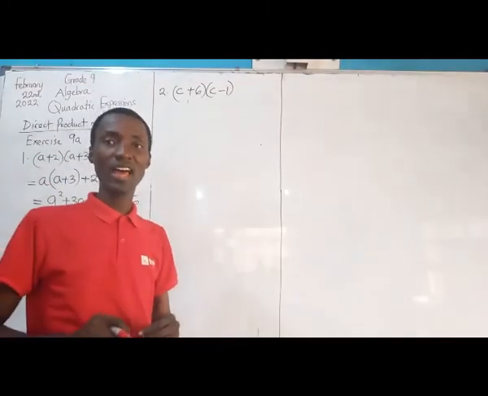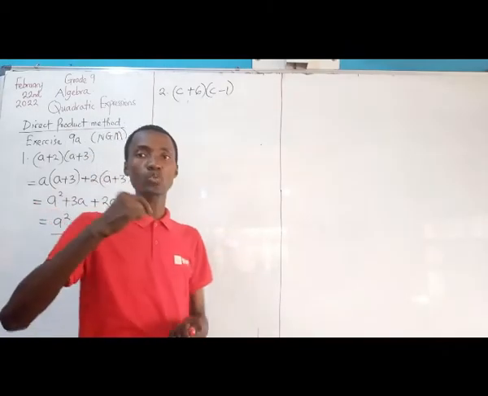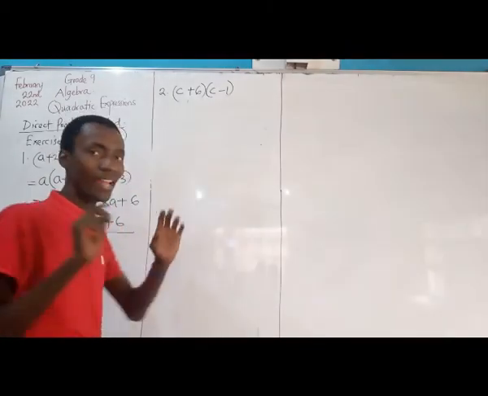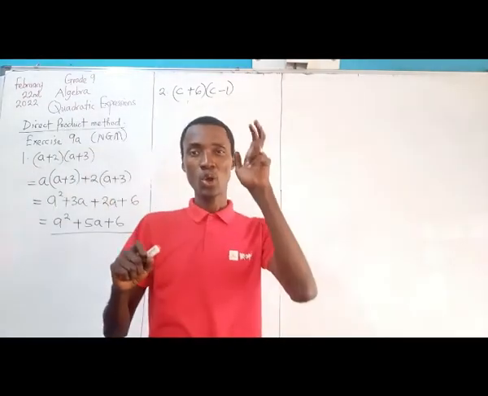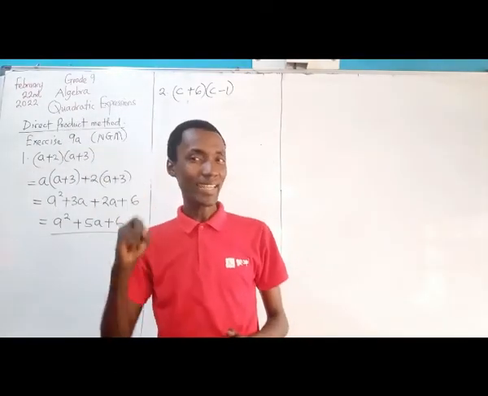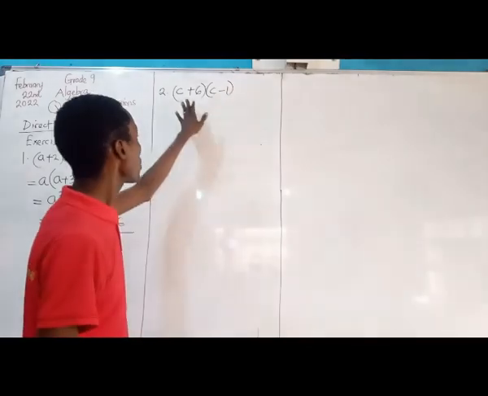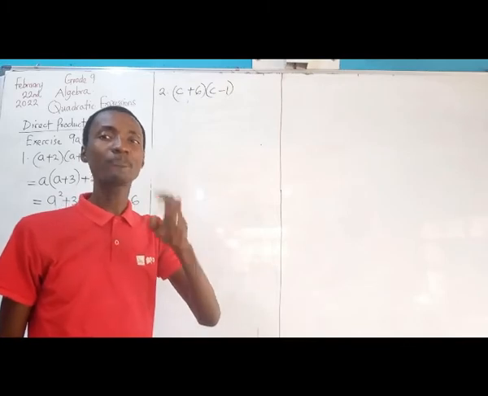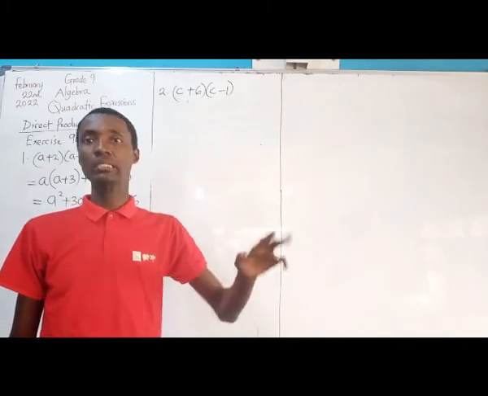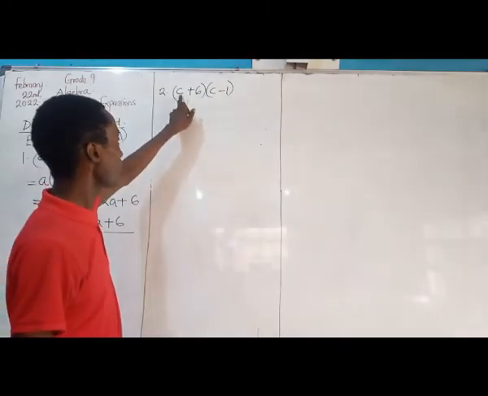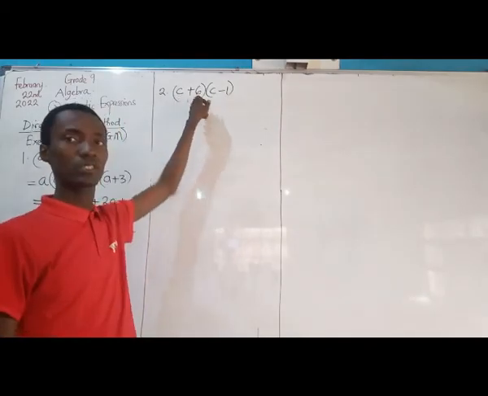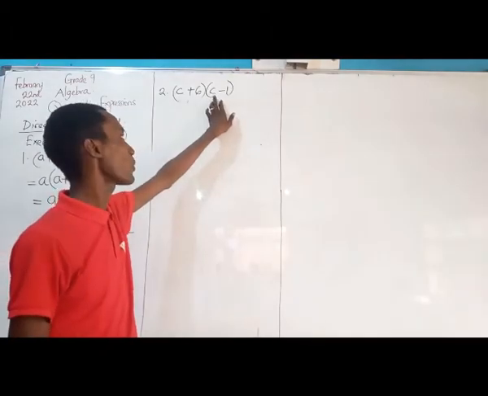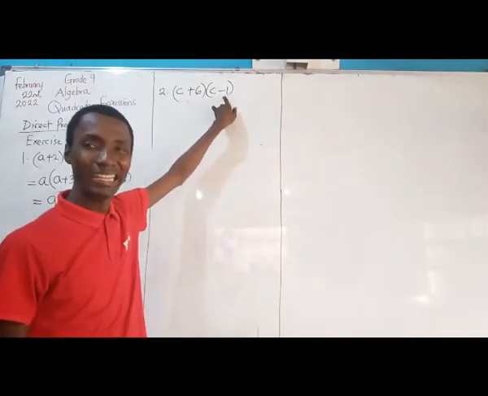Okay, still on that same exercise, because we are trying to ensure that what we have learned has stuck. Remember, there are two words we're using: contents and container. I have two containers here, and in each of the containers I have two contents. In this I have content C and plus 6. You must pay attention to the sign. And in this container I have content C and negative 1.